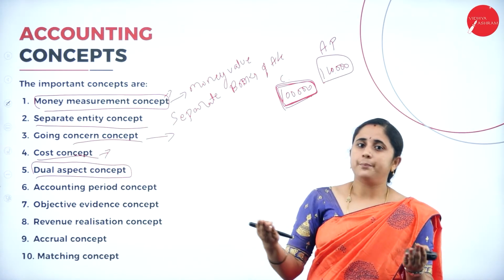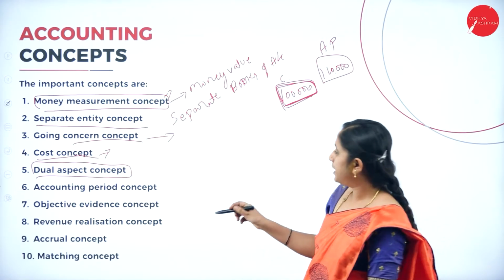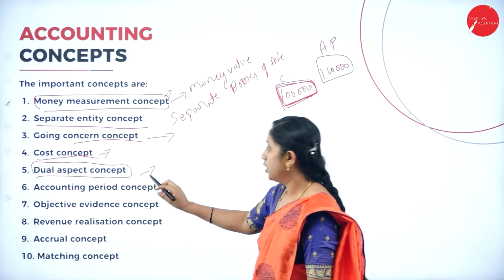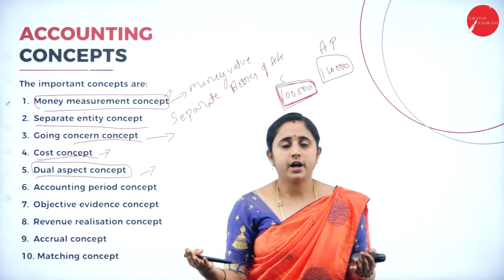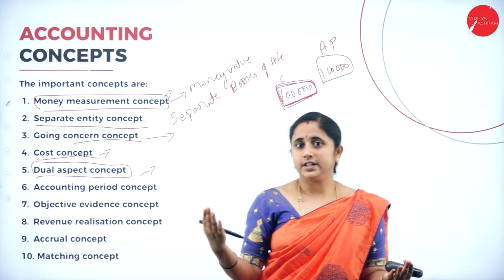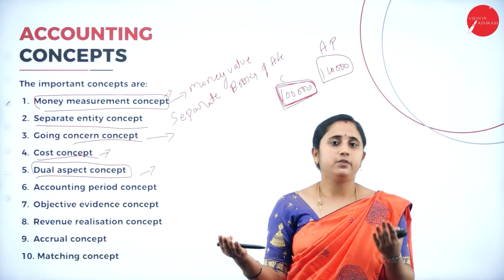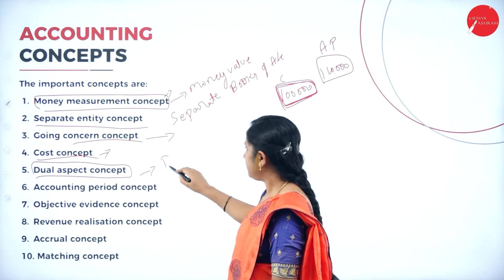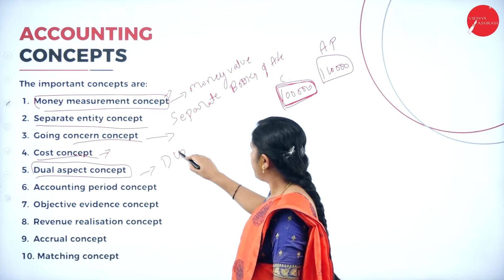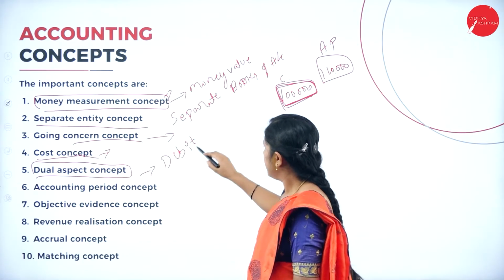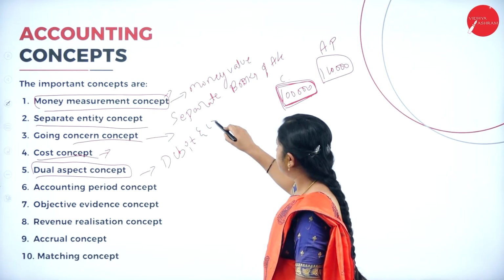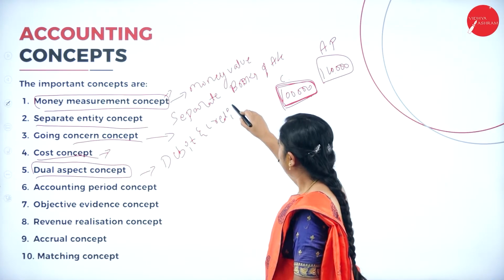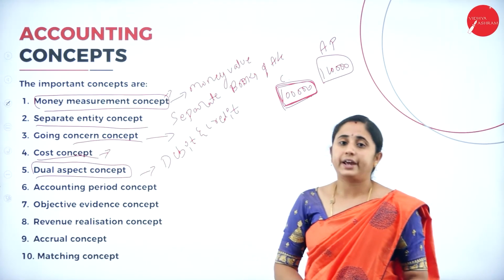Both the benefited persons should be recorded. One should be a receiver and one should be a giver. That is, one should be debited and one should be credited. So, both debit and credit should be recorded.